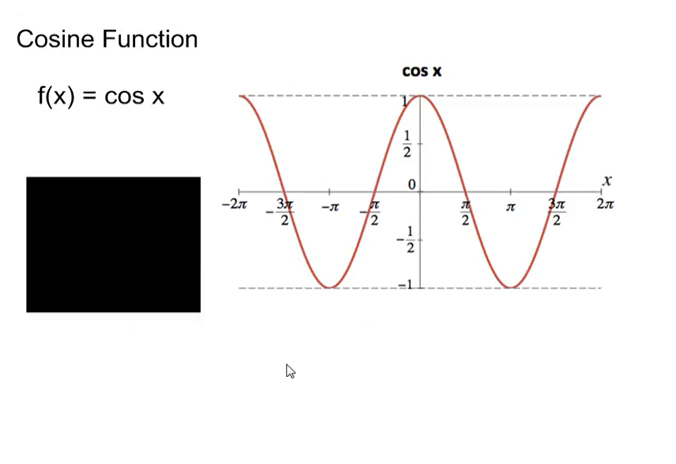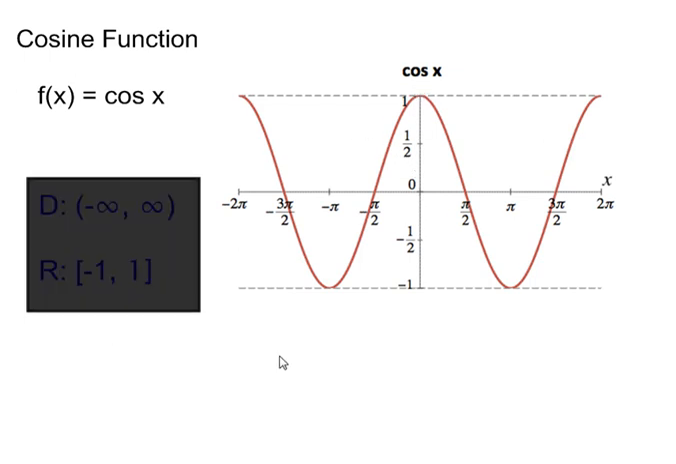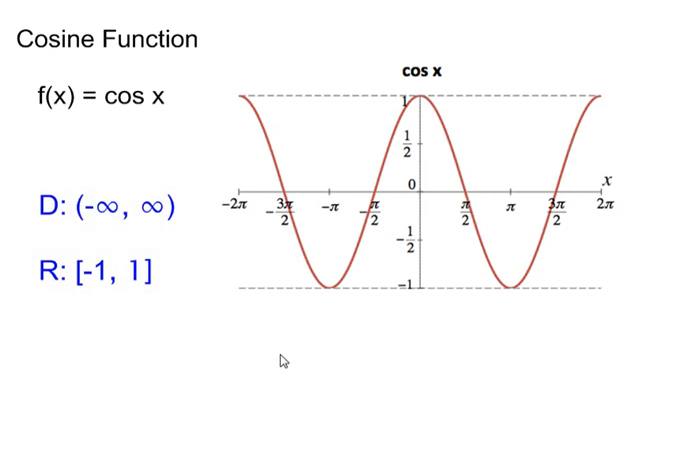Now the cosine function is just like the sine function, goes from -1 to 1, but it is shifted either to the right or to the left by pi over 2. Notice that it doesn't go through the origin, but it does peak at 1. The domain and range are exactly the same as the sine function, negative infinity to infinity, and range -1 to 1.